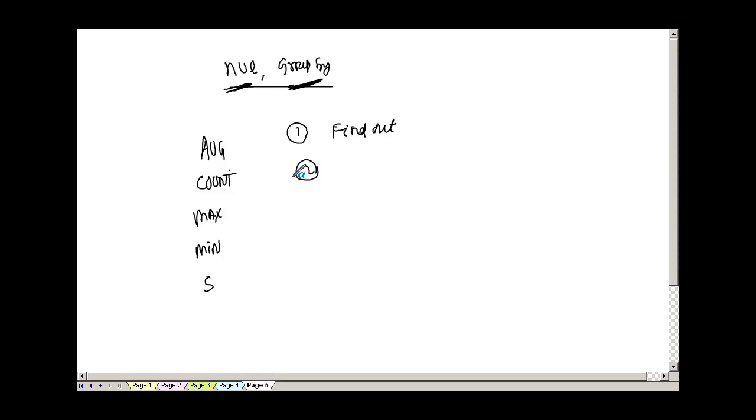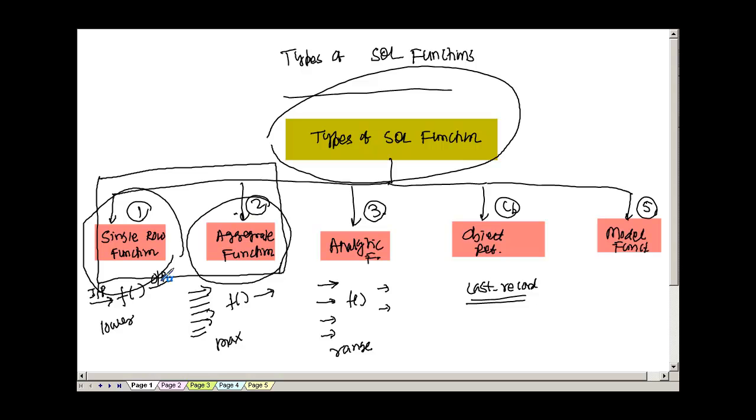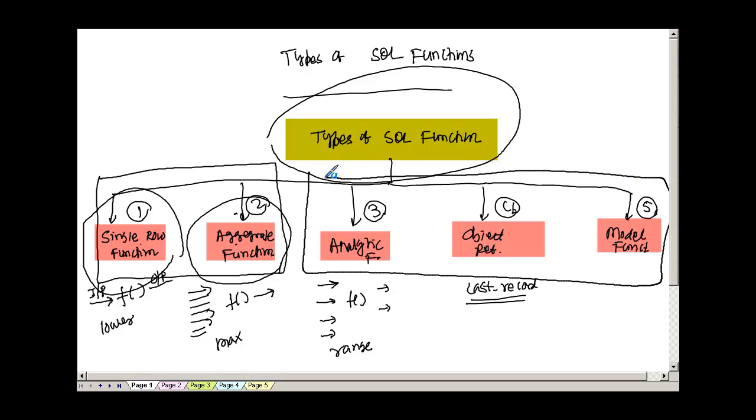So with this, we are going to finish the functions. As I told you, we are going to discuss only single row and aggregate functions here. The other 3 types of functions we are not going to discuss as part of our SQL. However, we are going to do a little bit of object reference functions when we work with PL/SQL in class number 9. So with this, I'm wrapping up the SQL functions.